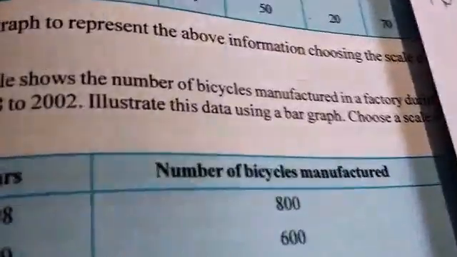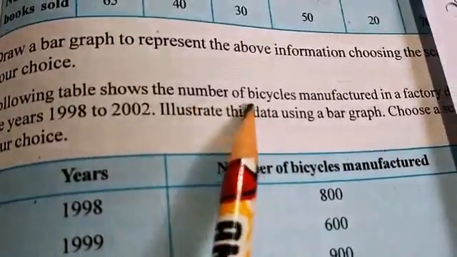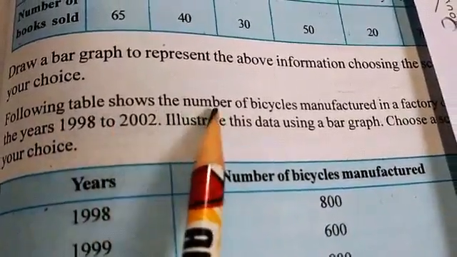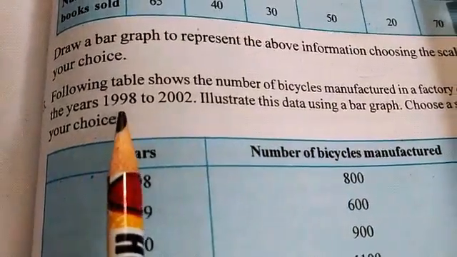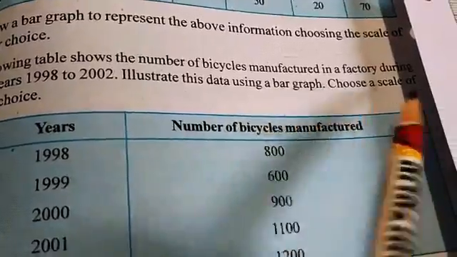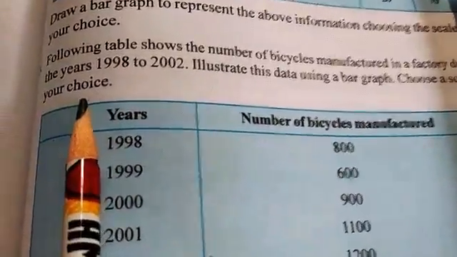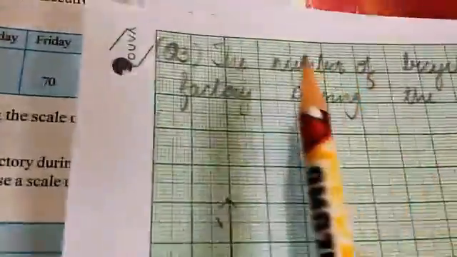Now we go for question number 3. What is question number 3? The following table shows the number of bicycles manufactured in a factory during the years 1998 to 2000. Illustrate this data using a bar graph and choose the scale of your choice. So you have to take the scale according to yourself. Okay. So I have already written the question.